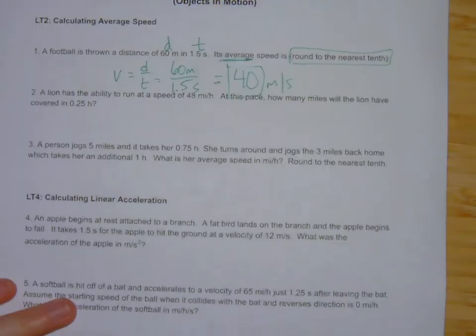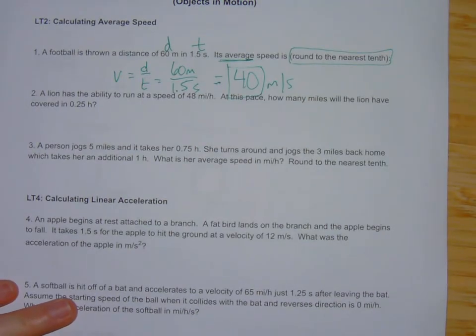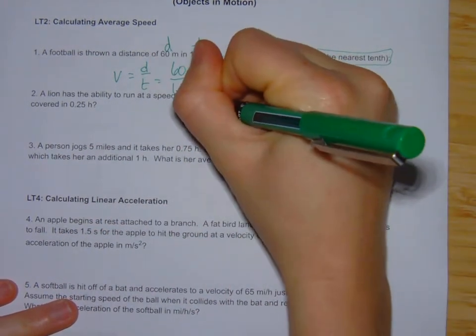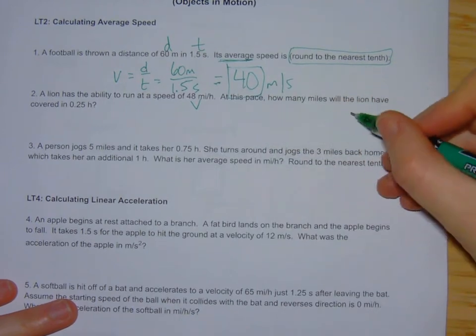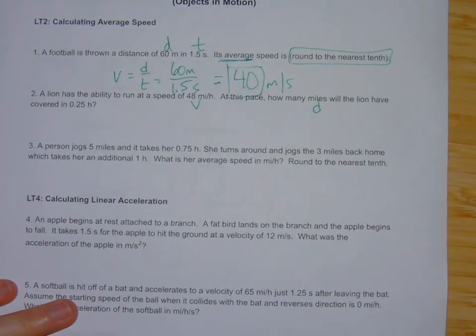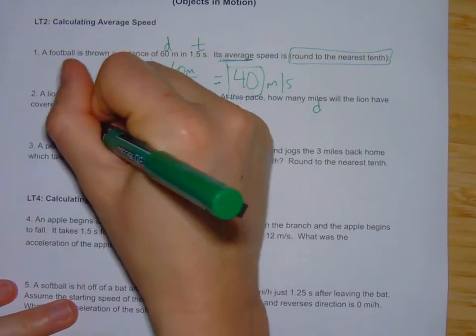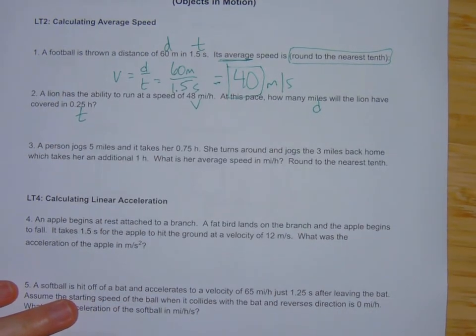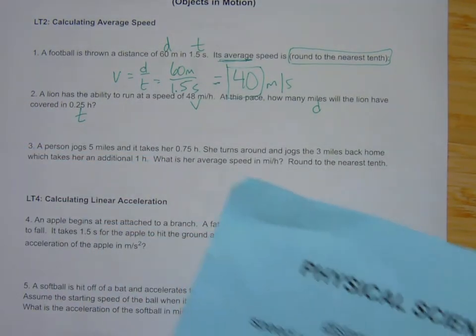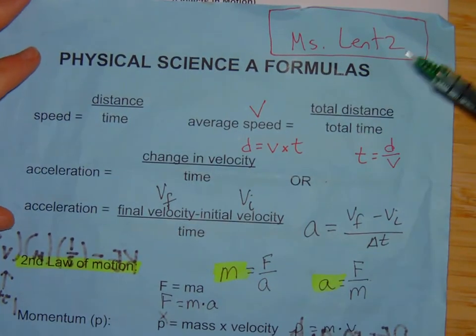Alright, next one here. A lion has the ability to run at a speed of 48 miles an hour. There's a speed. At this pace, how many miles will the lion have covered in 0.25 hours? Miles is a distance, and 0.25 hours is a time. So this is a case where we use the speed formula for something other than to find the speed, because we already have that.